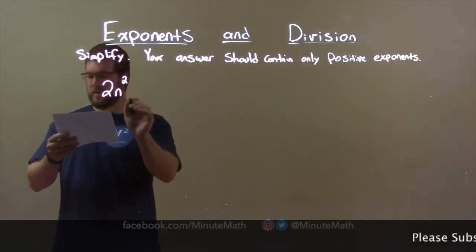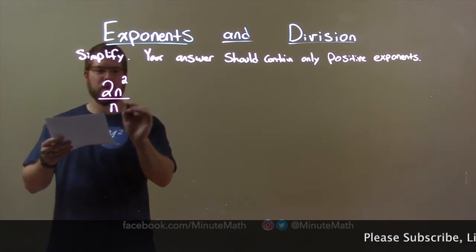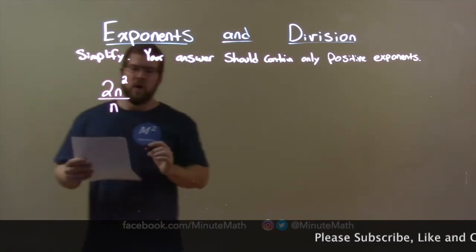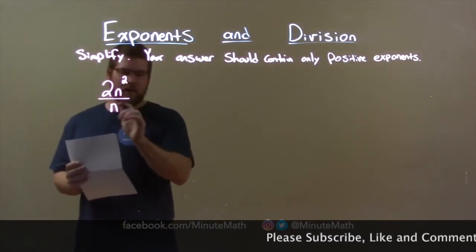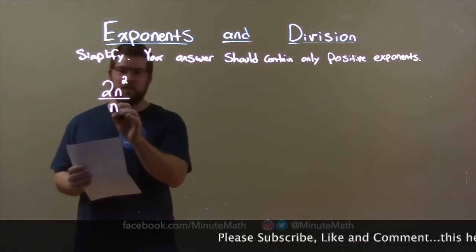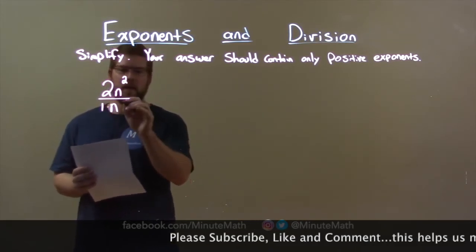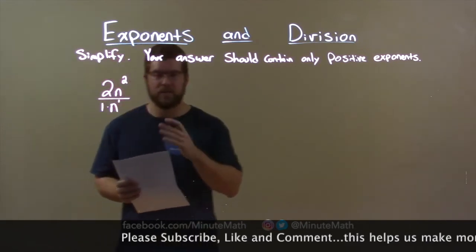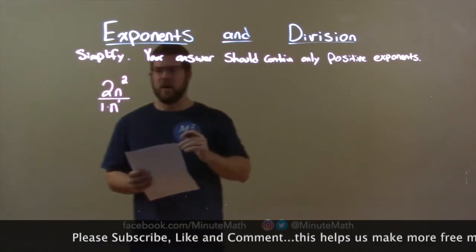2n squared over n. Well, the denominator here has 2 things that aren't written. Remember, it's multiplied by 1 down there, and we have n to the 1st power, right? One's not written. Just keep in mind.